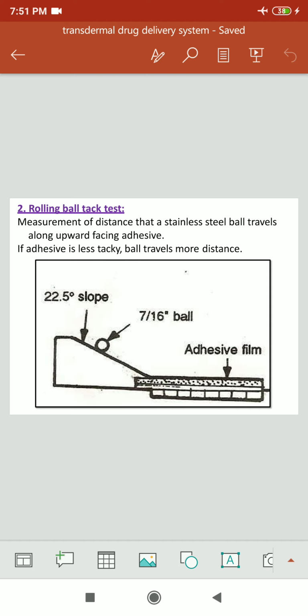Next is the rolling ball tack test. Here we measure the distance that a steel ball travels along the upward side, and how far the ball travels. When the distance traveled by the ball is more, the adhesive is less sticky.